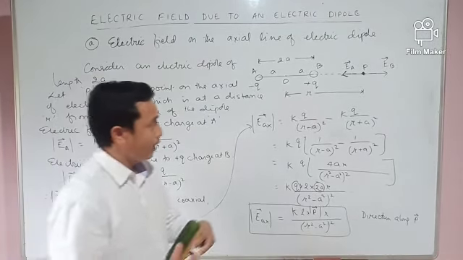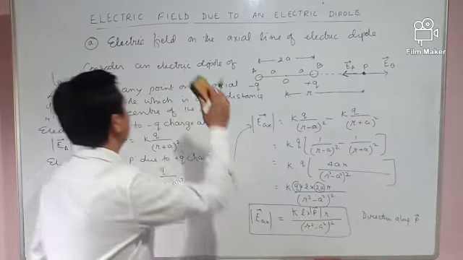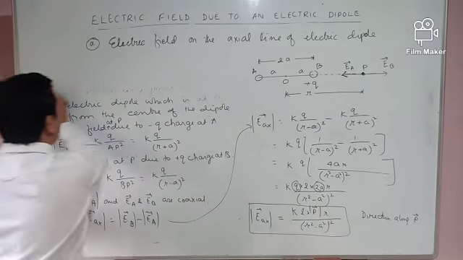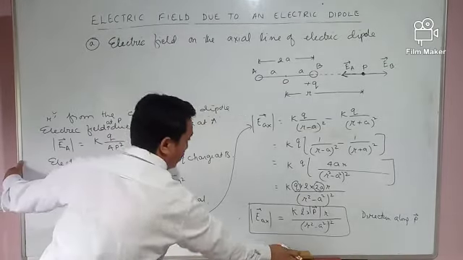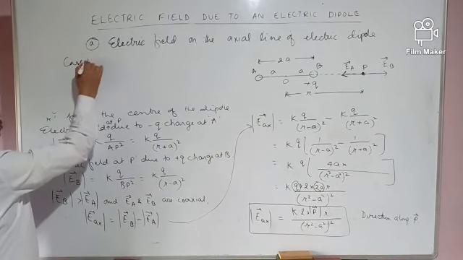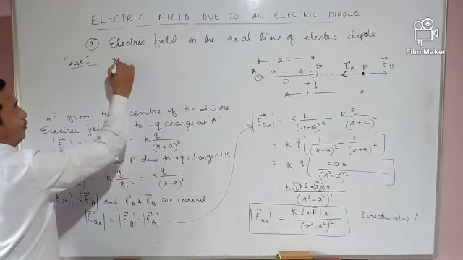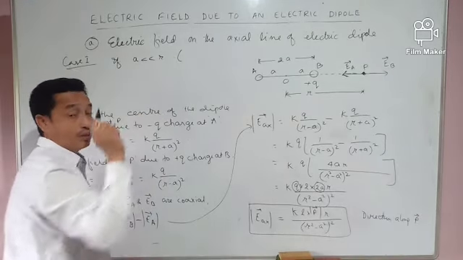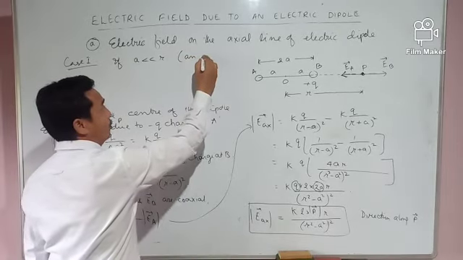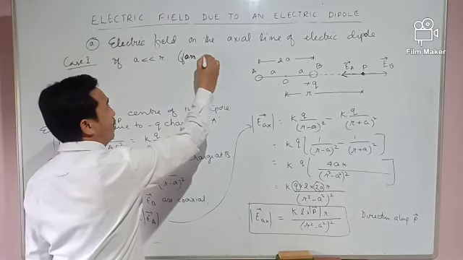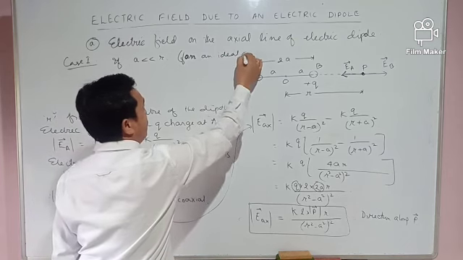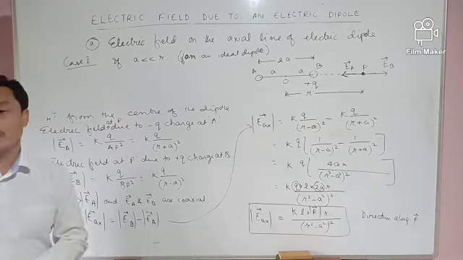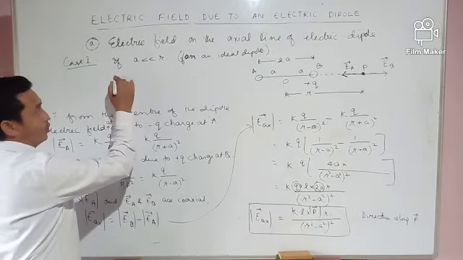Now, one special case can be considered, case number 1: if A is very small compared to R. This case is applicable for an ideal dipole. For an ideal dipole, we can consider that A is very small compared to R. So we can write this equation.